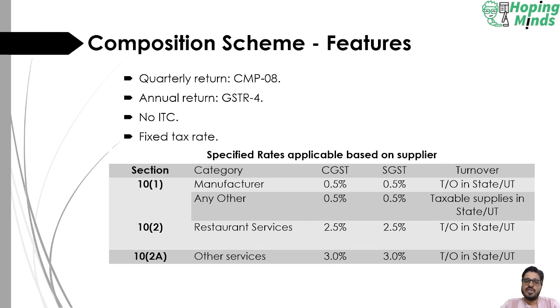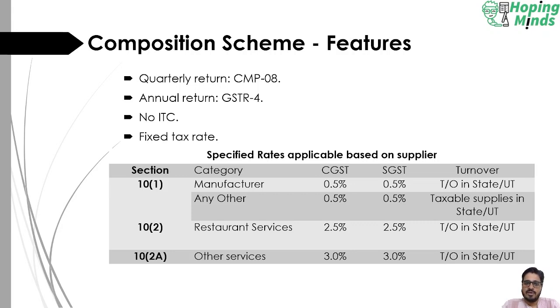So the features of composition scheme are: quarterly return, that is CMP 08, is required to be filed, in which turnover is declared and taxes are paid. It acts as a challan cum return. Then annual return, that is GSTR 4, is required to be filed, the due date being 30th June of the next financial year. Under the composition scheme, the taxpayers are not allowed to avail any input tax credits.